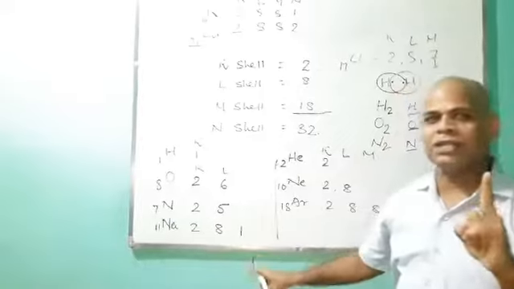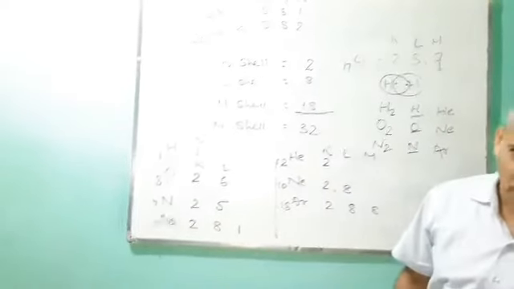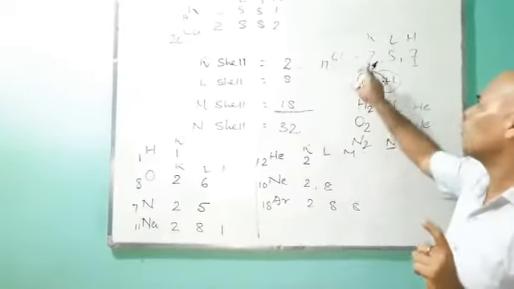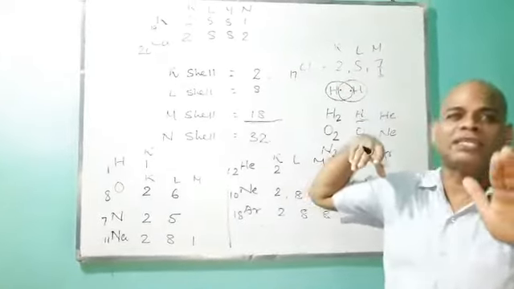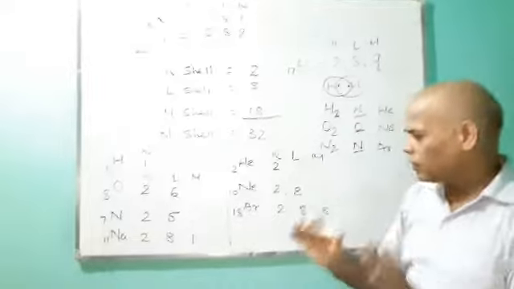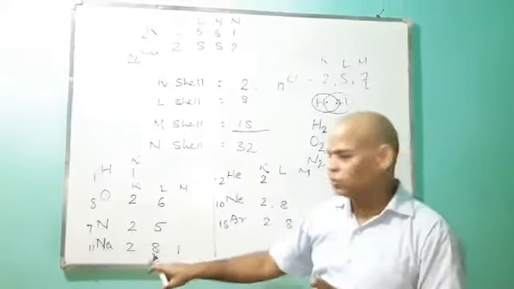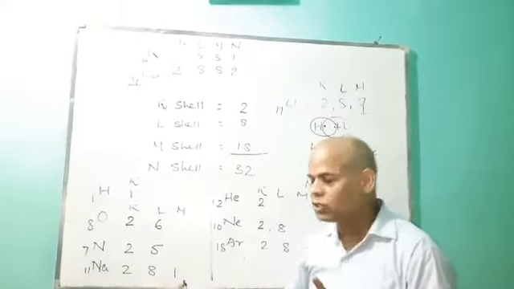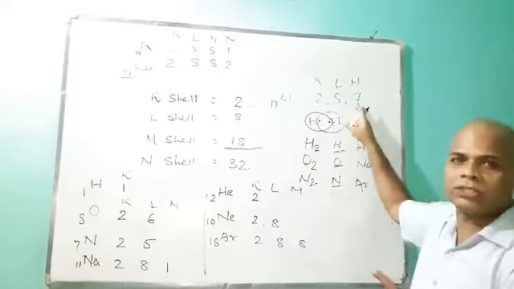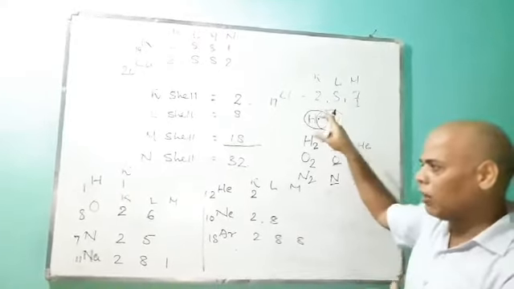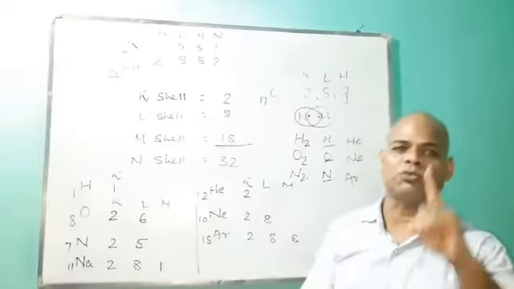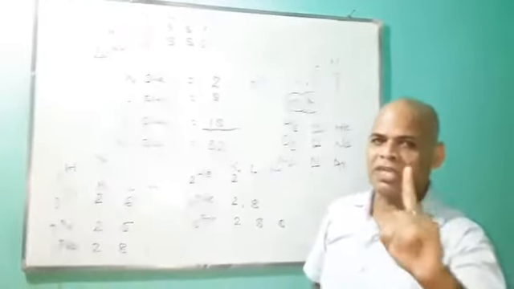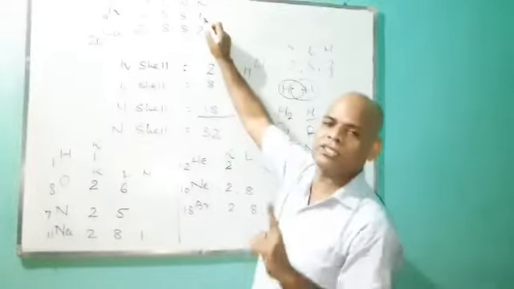Sodium can lose 1 electron, so sodium has valency plus 1, and chlorine can gain 1 electron, so its valency is minus 1. Sometimes you can say that sodium has plus 1, chlorine has minus 1 valency. Now potassium also can lose 1 electron, so its valency is also plus 1.